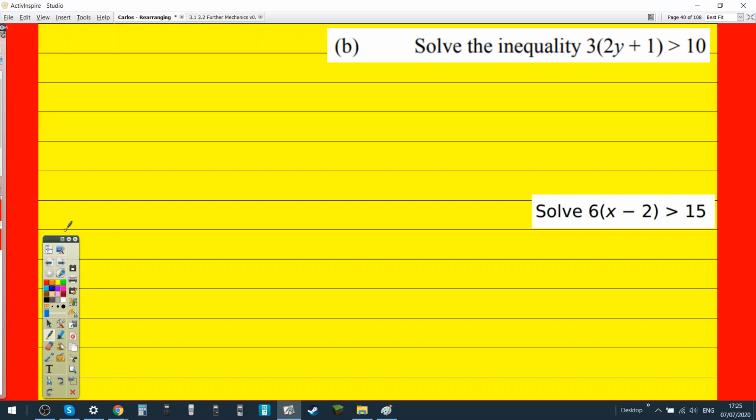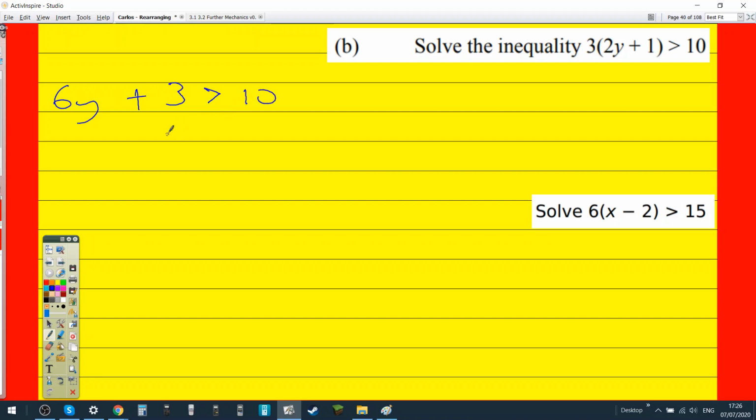Okay, inequality. Let's try it. Inequality. What does that mean? So it doesn't have an equal sign. Do you do 3 times 2y, which is 6y, and then 3 times plus 1 is 3.